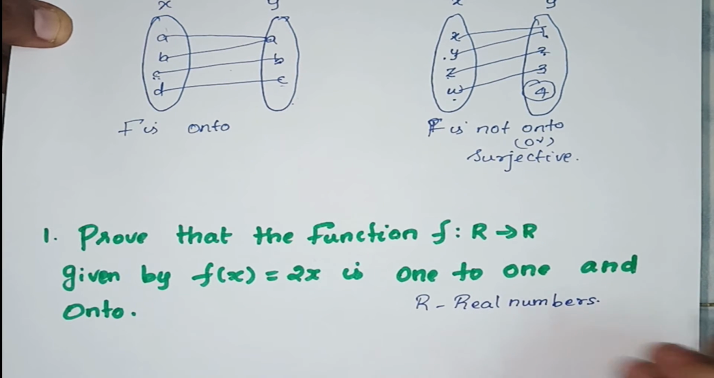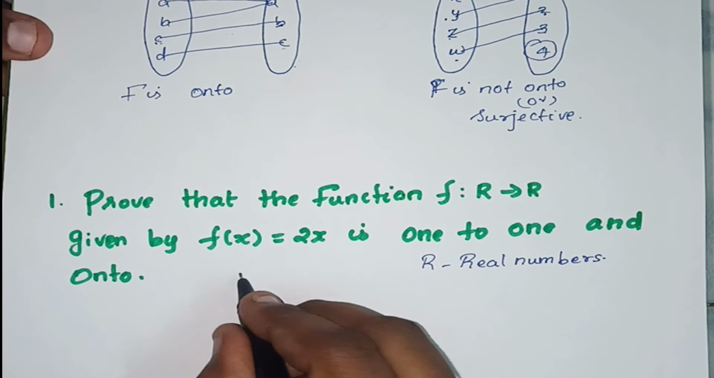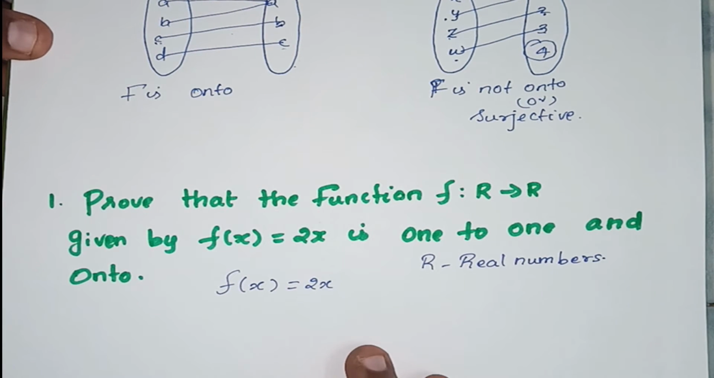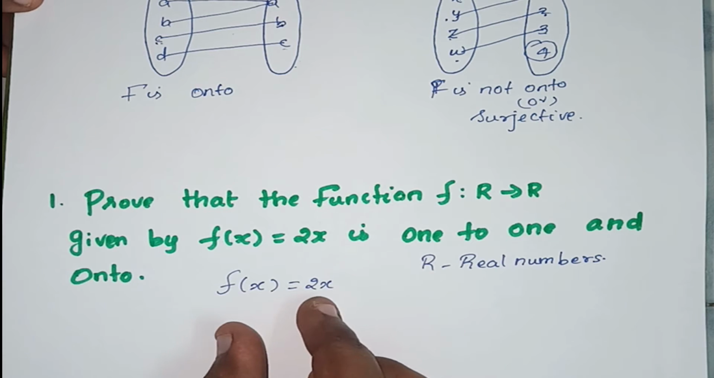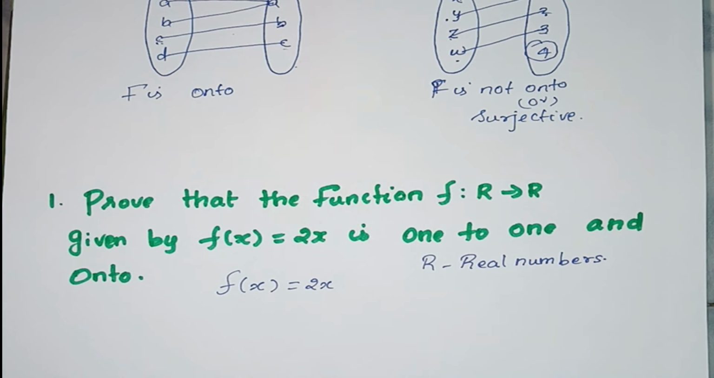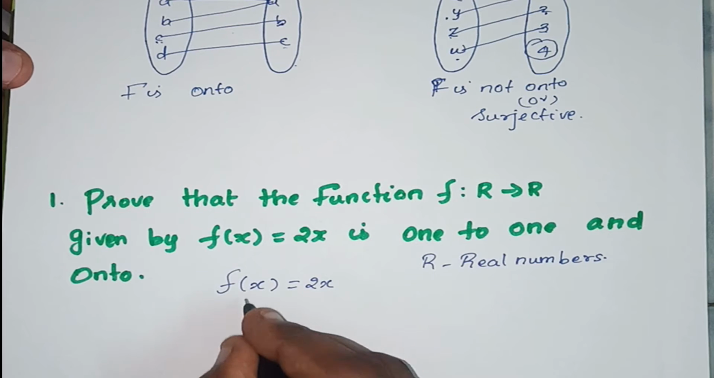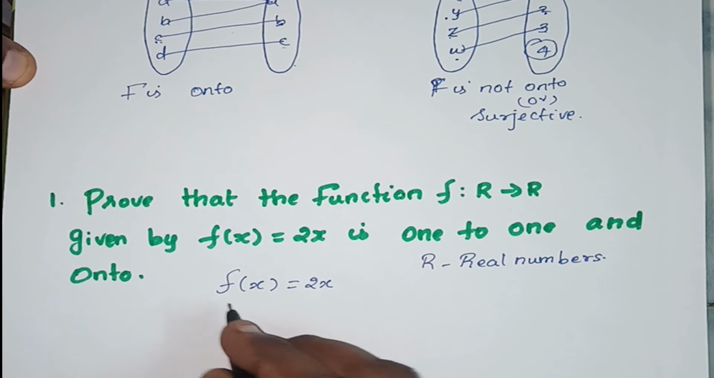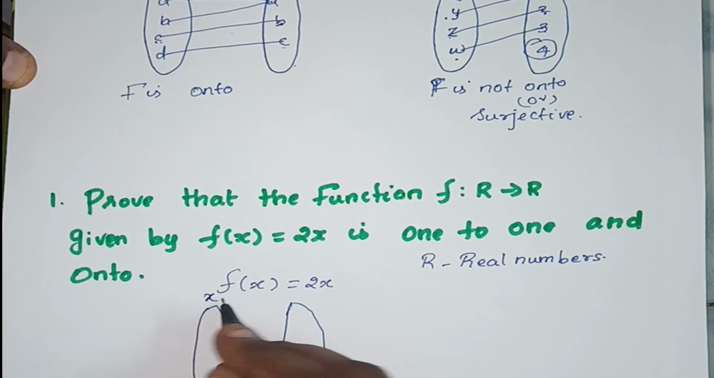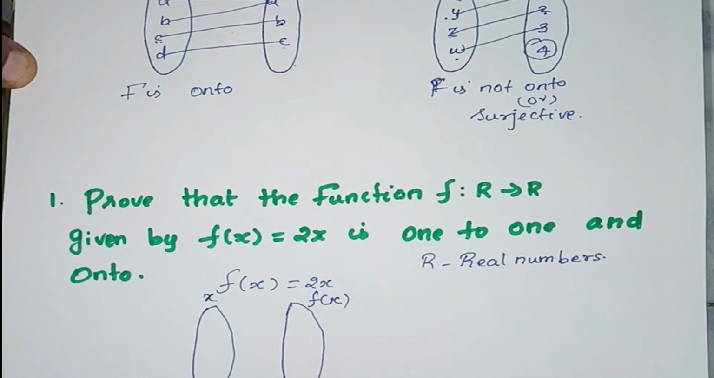So first we will write the given equation, f of x equal to 2x. This is the given function. So we need to prove this function is a one-to-one function. So what is meant by one-to-one function? Each element in X having a unique image in Y, right? So for example, if we take this is x, this is f of x, right?